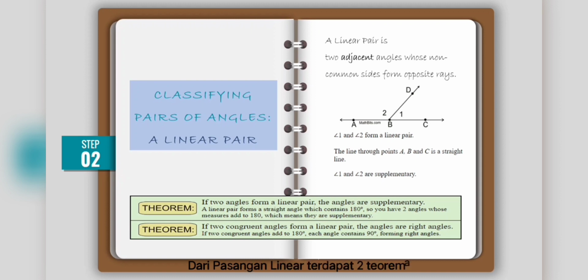From a linear pair, there are two theorems. First, if two angles form a linear pair, the angles are supplementary. And the second theorem is, if two congruent angles form a linear pair, the angles are right angles.